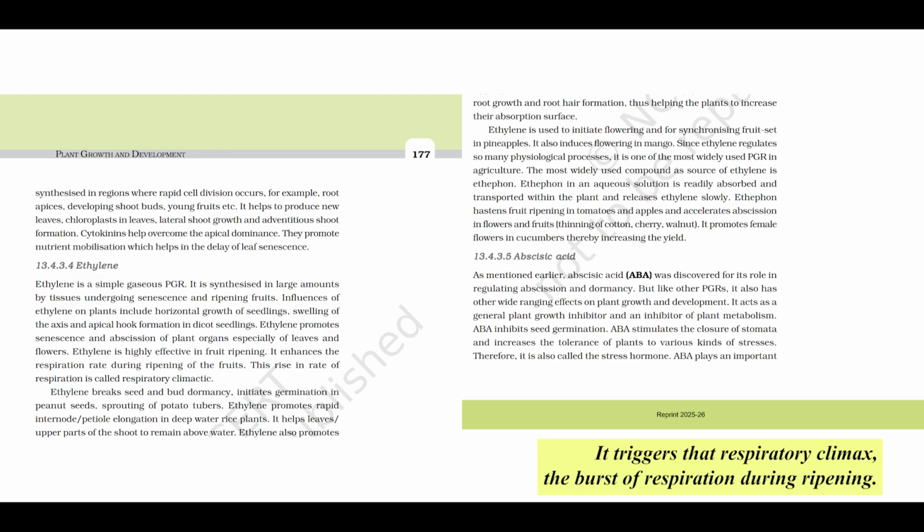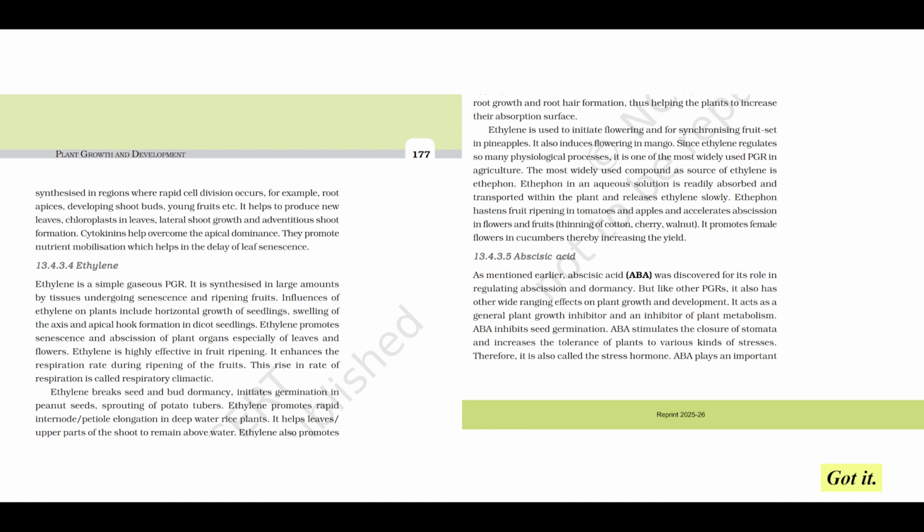It triggers that respiratory climacteric, the burst of respiration during ripening. Remember that term? Respiratory climacteric, got it. Increased respiration during ripening. It also breaks seed and bud dormancy, initiates germination in peanut seeds, promotes sprouting of potato tubers, waking things up. Breaking dormancy too, interesting. And in plants like deep water rice, it promotes rapid internode and petiole elongation to keep leaves above water, a survival mechanism. It also promotes root growth and root hair formation, increasing absorption surface. So quite versatile. Ripening, aging, breaking dormancy, elongation, root growth.